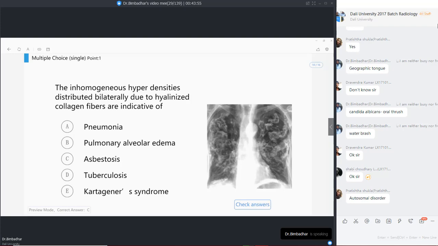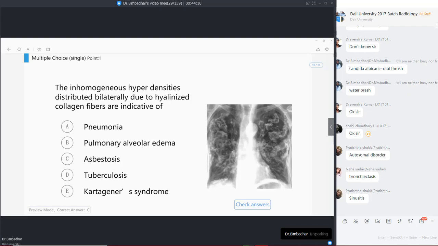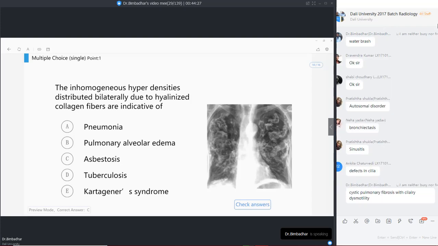Autosomal disorder, yes, that is fine. Autosomal recessive disorder. No, it is not due to bronchiectasis. It is actually a combination of cystic pulmonary fibrosis with ciliary dysmotility, defects in the cilia. Yes Ankita, you are correct. Cystic pulmonary fibrosis along with ciliary dysmotility. This is an autosomal disorder.